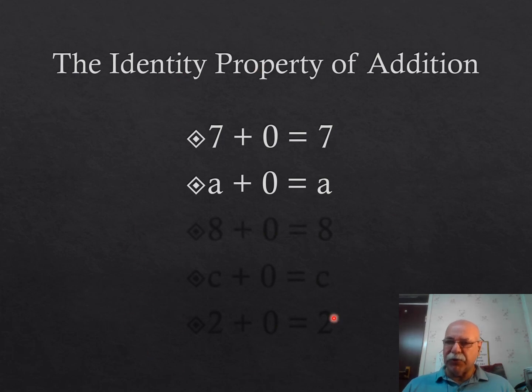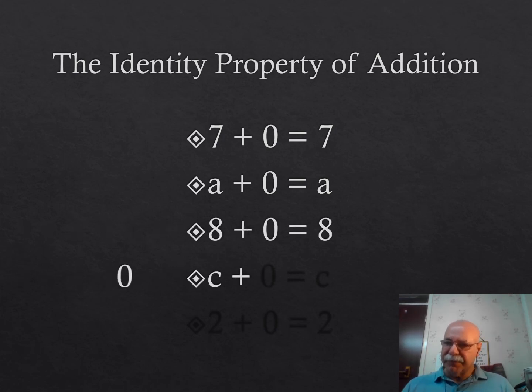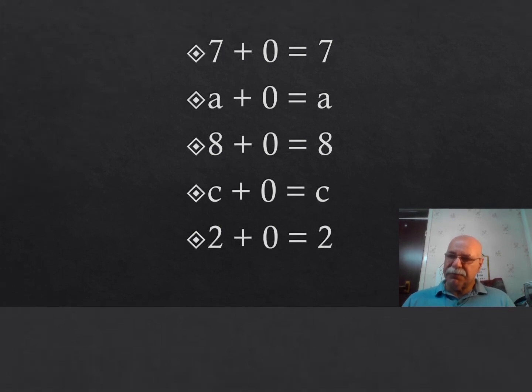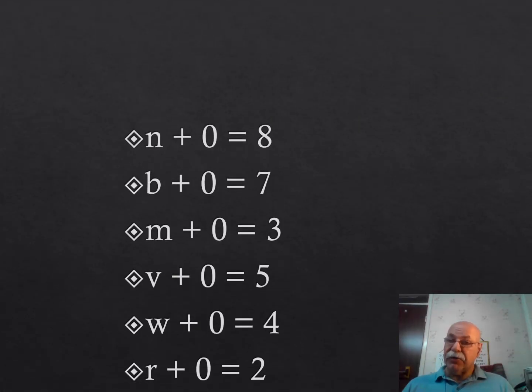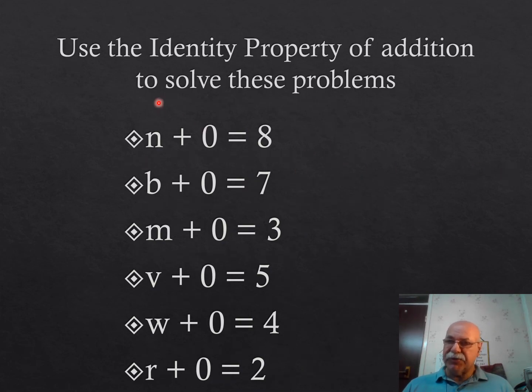When you get a 0 in the equation, how do you treat it and solve the equation? Any number plus 0 stays the same number. 8 plus 0 is 8, 6 plus 0 is 6, and 2 plus 0 is 2. Now we have the same with an open equation. How do we treat the 0 in an open equation? Same process. Use the identity property of addition to solve it.